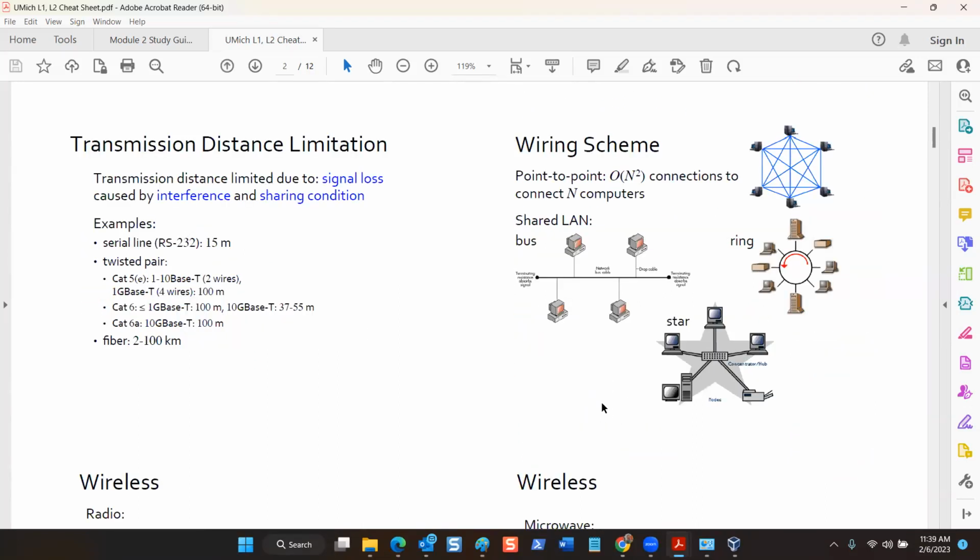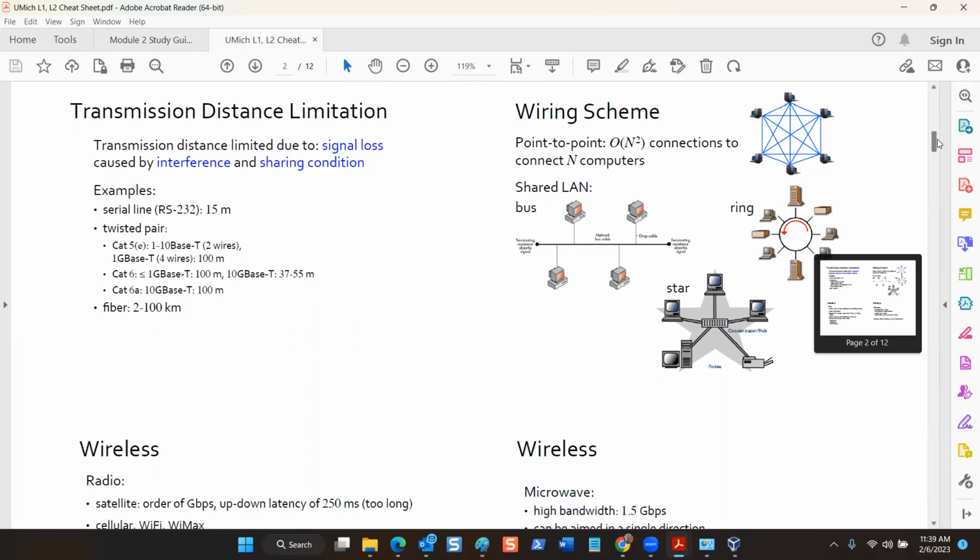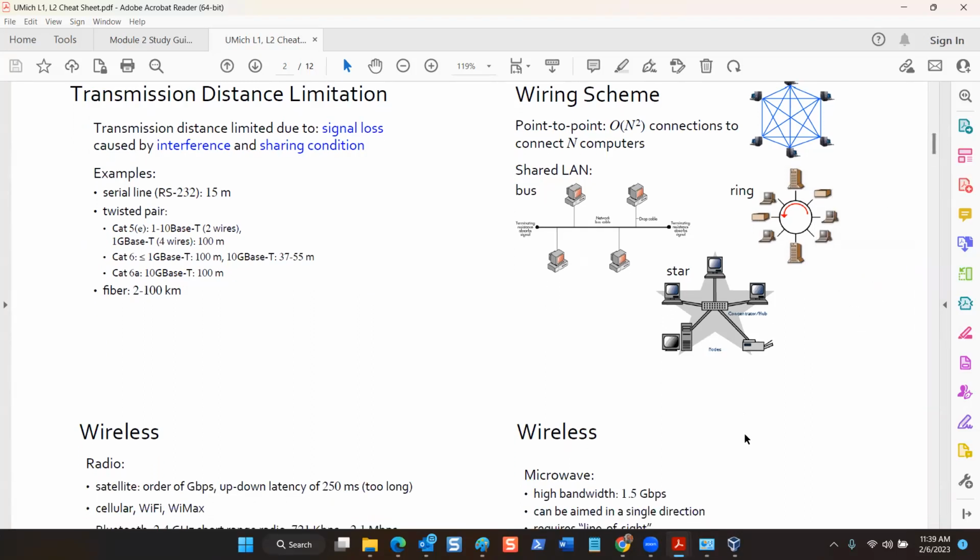You'll see this term called topology. Topology is a fancy word that means network wiring plan. So when you hear the word topology, we're talking about how the wires are arranged and how they are connected.